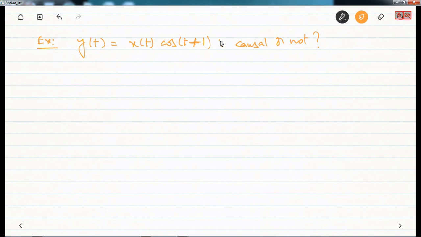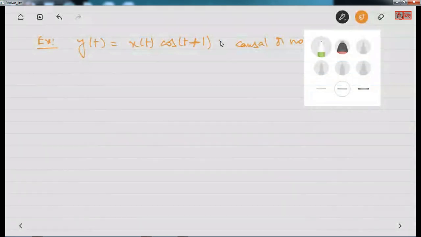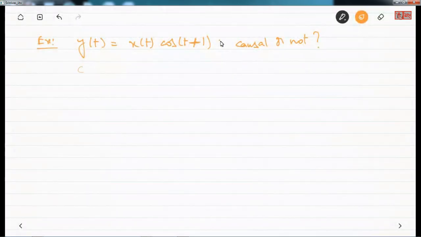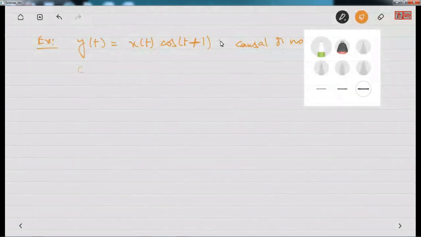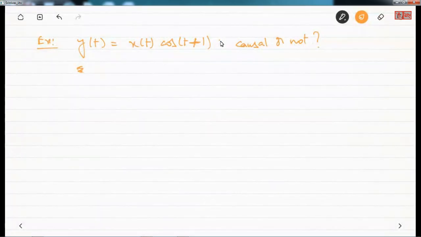So see, just carefully look at this. Some of you might be thinking that as there is a term t plus 1 here, it's not causal. No, the answer is it's a causal system. It's a causal system because y of t is x of t.